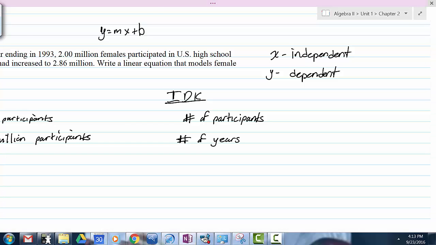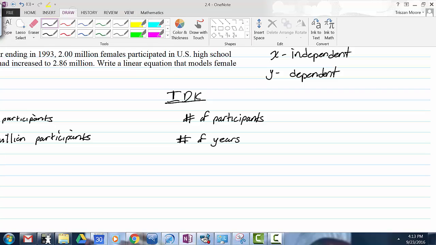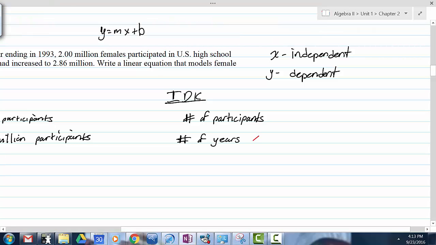And if you see it the way I do, the number of years is independent. The number of participants, how many participants there are, actually depends on what year it is, right? So if that's the case, then how about this? We let X equal the number of years, and we let Y equal the number of participants.